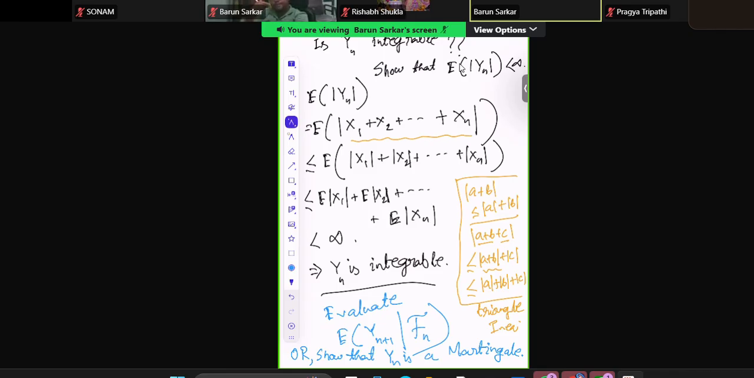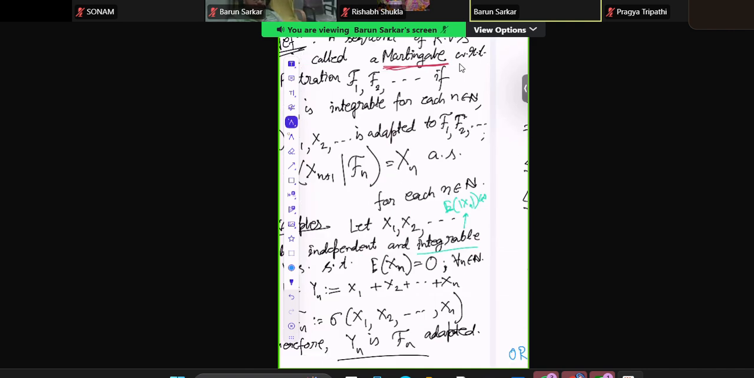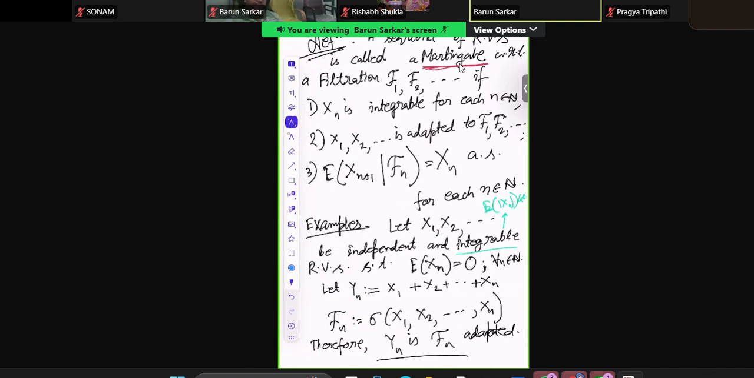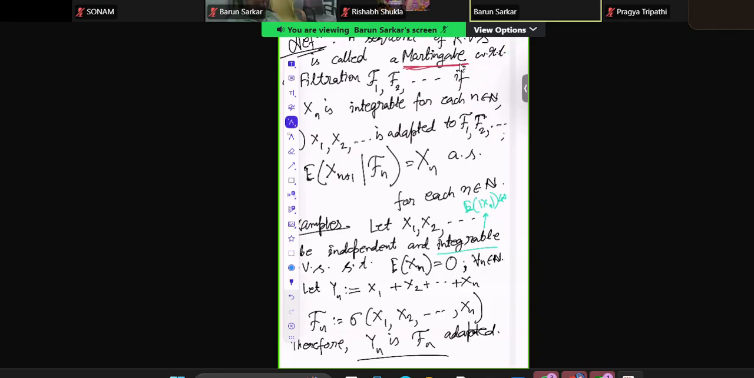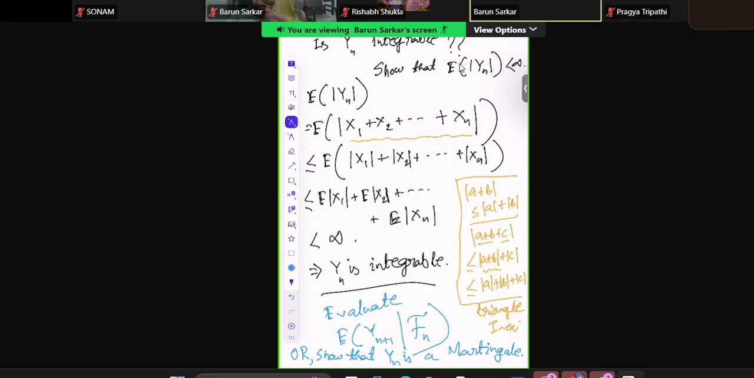So to show that Yn is a martingale, what you have to show are all these three properties: Yn is integrable for each n, Yn is Fn adapted, and the last one. Now we have shown that this is adapted. Adaptedness we have shown. The integrability we have shown. And now the last one we have to show.